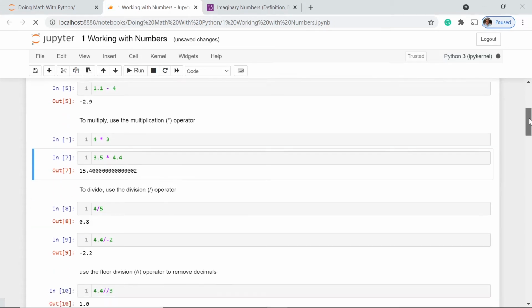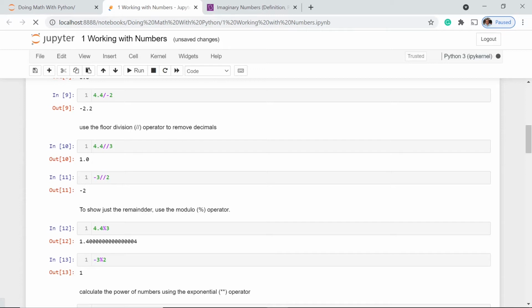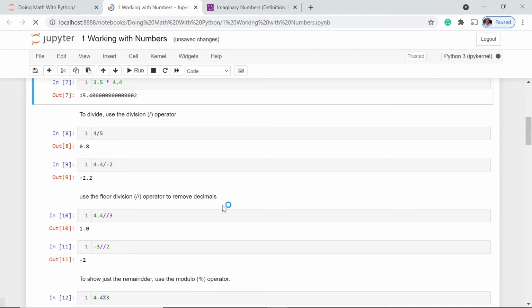Also, in division, we can use the slash operator. 4 divided by 5, this will give us 0.8. And 4.4 divided by negative 2, this will give us negative 2.2. And sometimes what we want to see is just the whole number, so we would like to remove the decimals. So what we would do is use the floor division operator, just having two slashes. So for example, we have 4.4 divided by 3. This will give us 1.